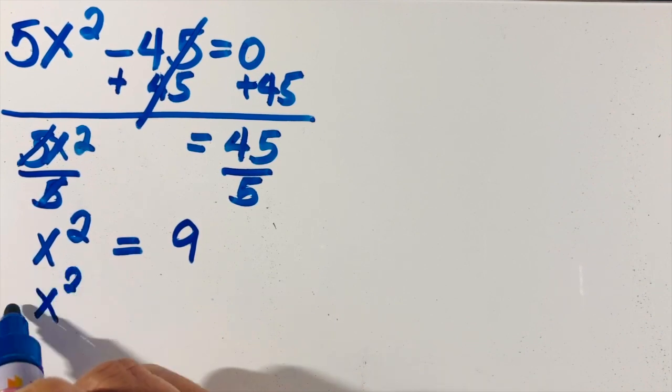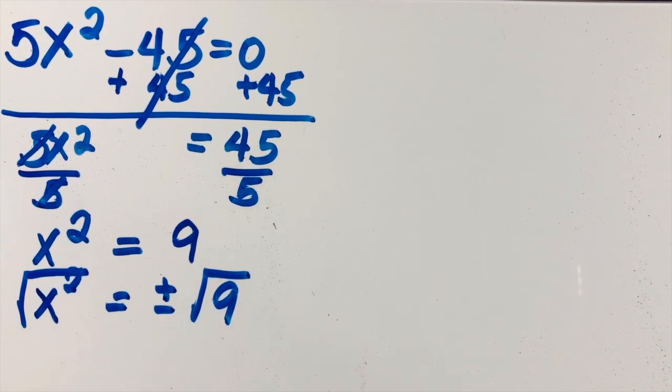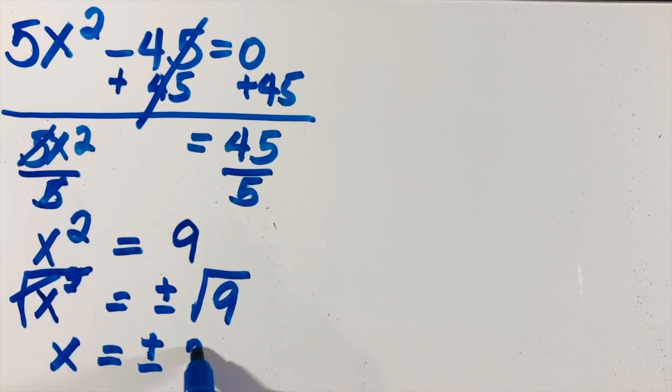So, let's take the square root of this, plus minus 9. Cross this out, and we have x. Then, plus minus, what is the square root of 9? That is 3. So, how many solutions are there? The solutions are x equals positive 3 and x equals negative 3.